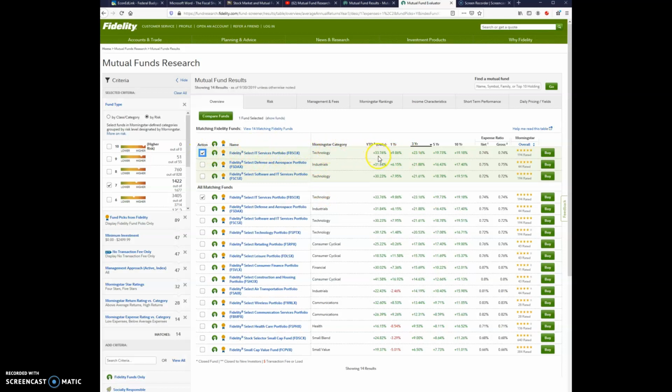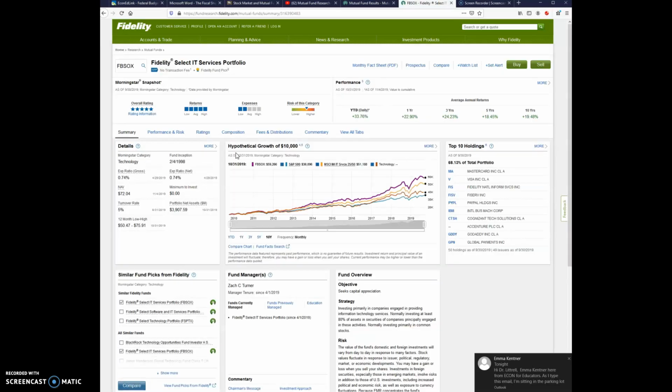So for starters, year to date, it has increased 33%. In 1 year, it's increased 9.8%. Here's the 3-year returns, 5-year, 10-year. Wow, that's looking really good to me. Since I need to make some changes, maybe I should consider this. So I'm going to look and see.